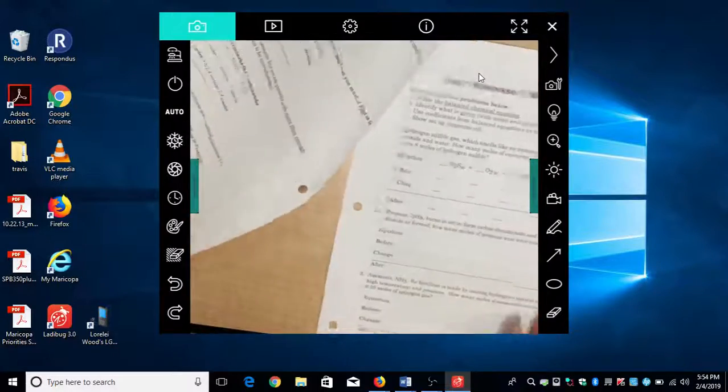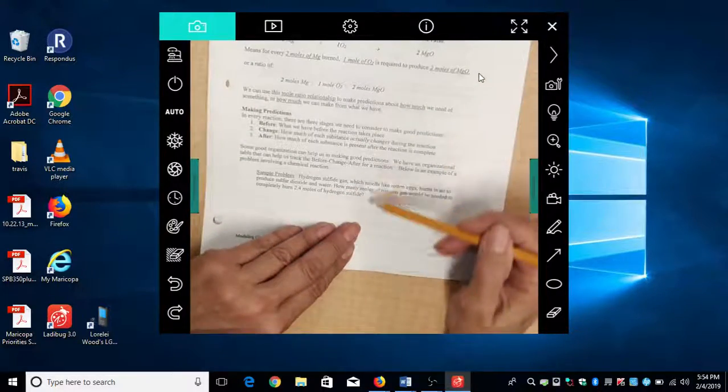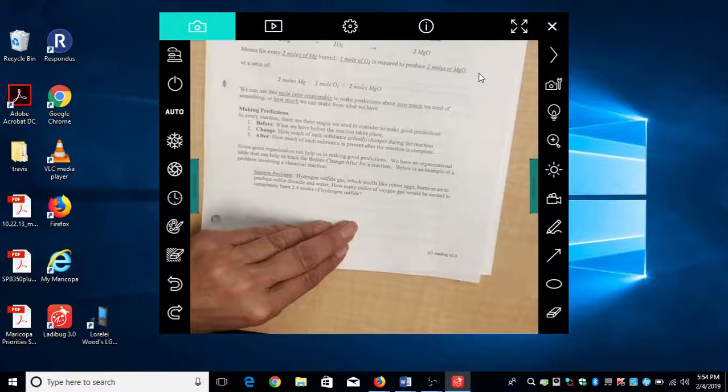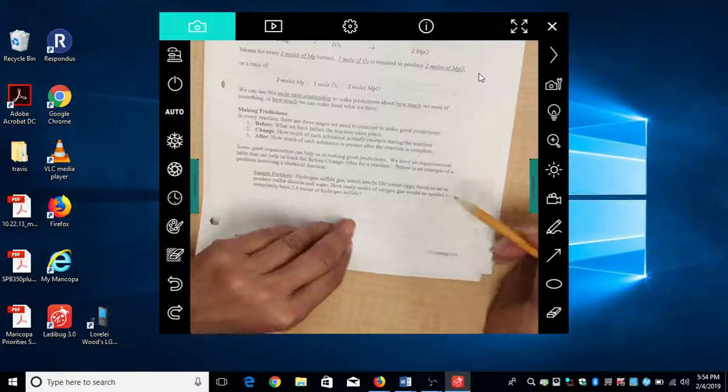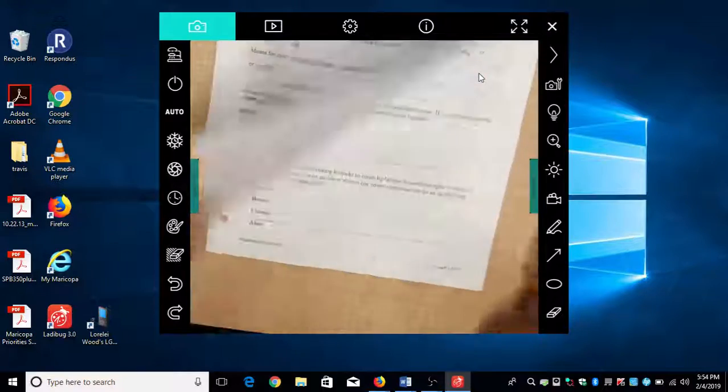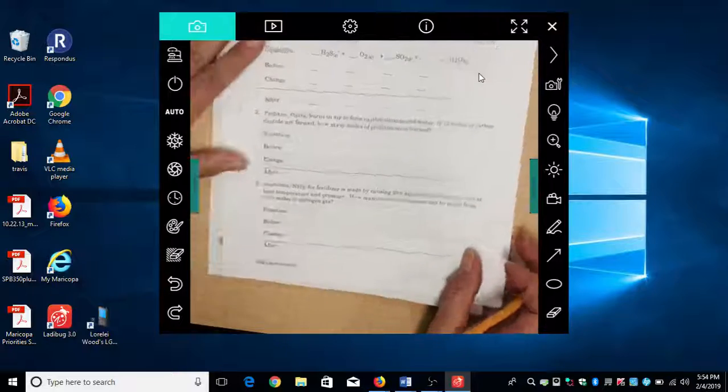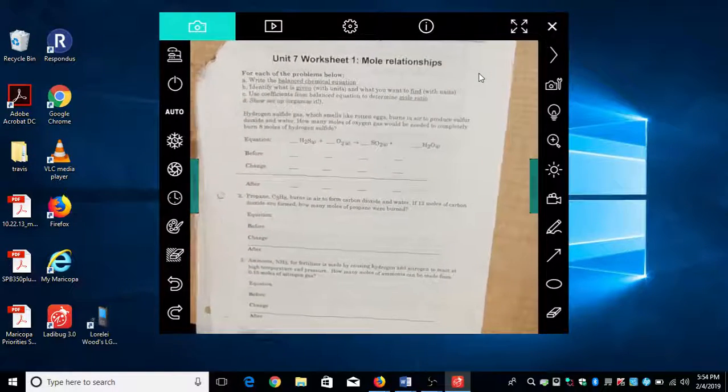Okay, so this front page kind of goes through what I'm going to tell you verbally right now, how we're going to go through some of these reactions. So if you don't get it or if you don't understand my explanation, make sure you read all this stuff. All right, so let's try starting with the really simple number one, mole relationships.